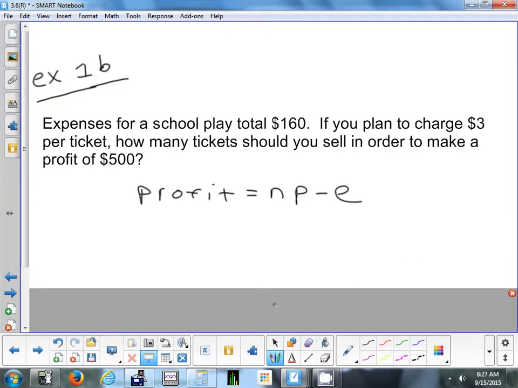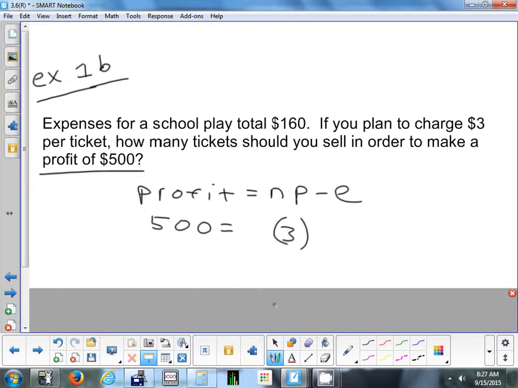Okay, Jalen, what's my profit here? 500. Yep, profit of 500. Okay, Ariana, what's it say for my price per ticket? $3. Yeah, where does that get plugged in? Not N, P. Yeah, remember, N is the number of tickets, P is price. Okay.